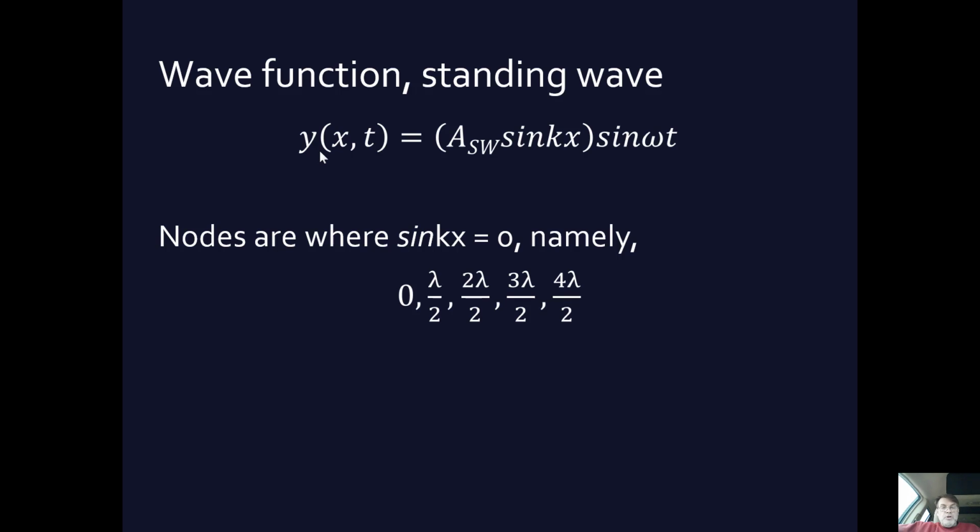You could derive that because k equals 2 pi over lambda. The nodes are going to be at multiples of pi over k, because pi over k is where sine of kx is going to equal 0. Anyway, so that's where the nodes are going to be.